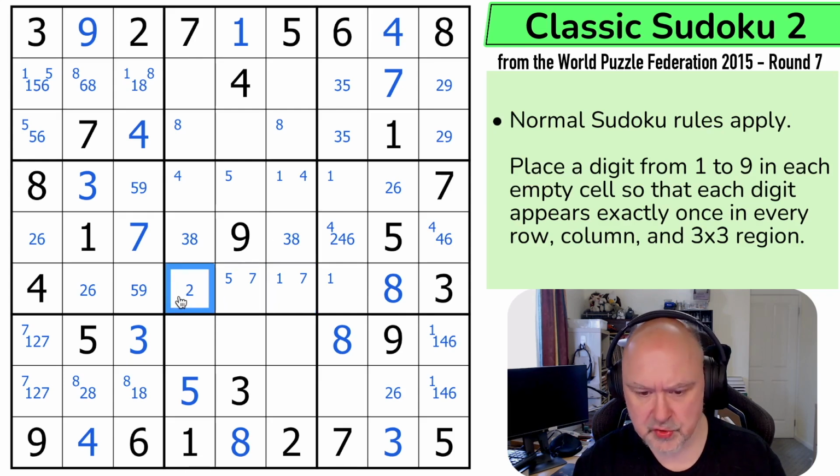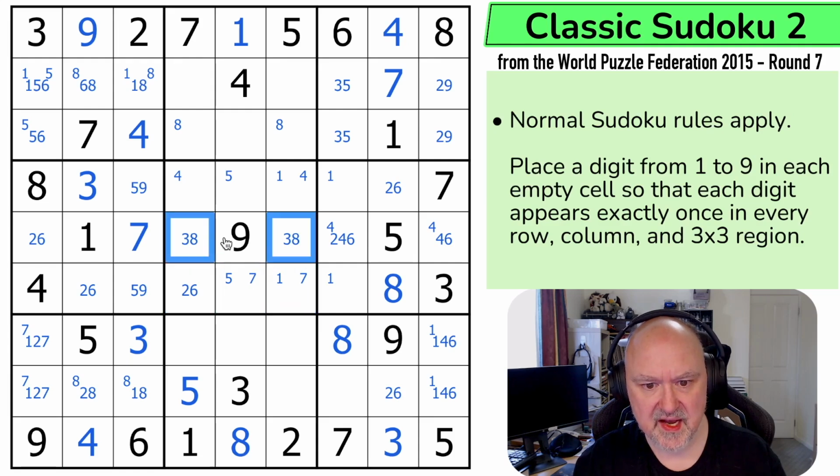It could be a 2. It can't be a 3. It can't be a 4. It can't be a 5. It could be a 6. It can't be a 7. It can't be an 8. And it can't be a 9.